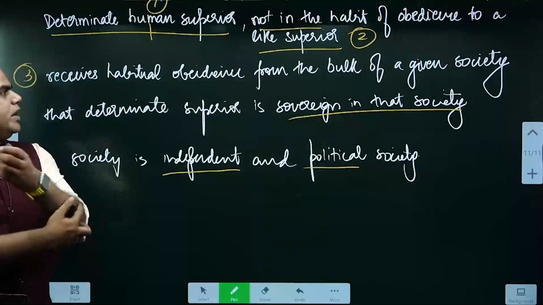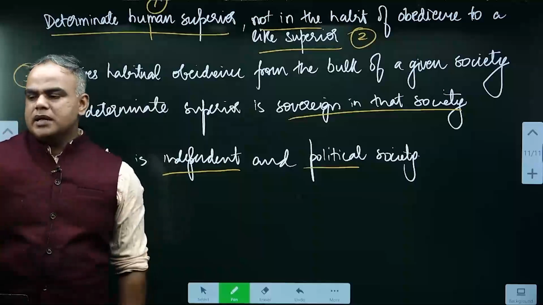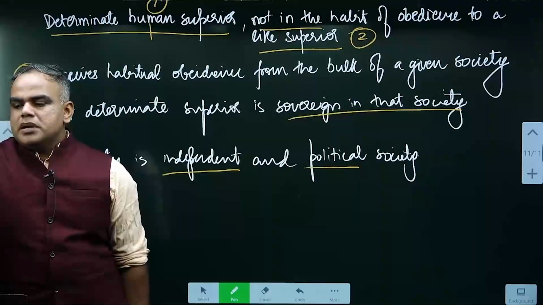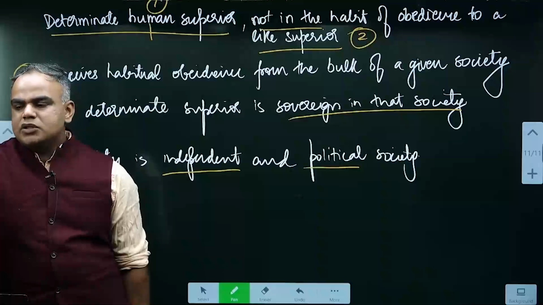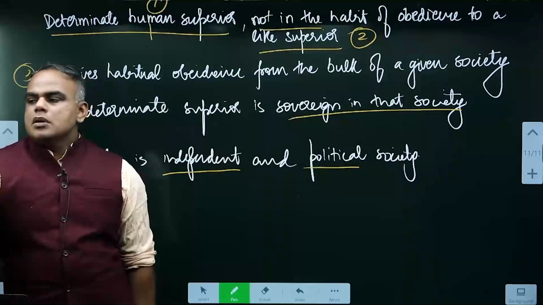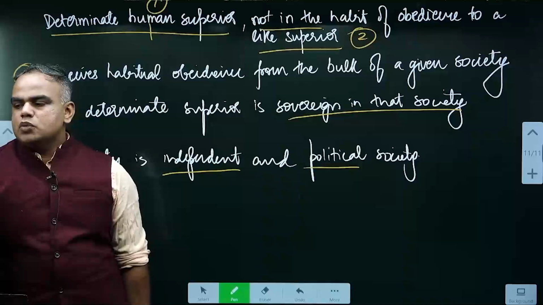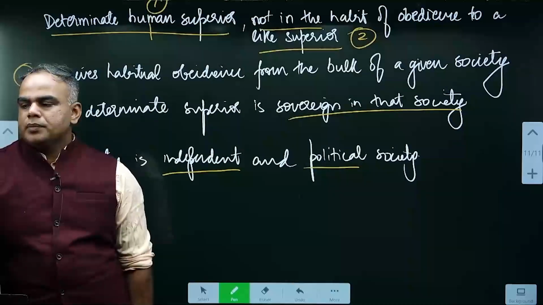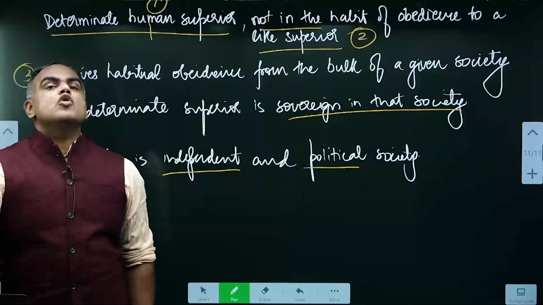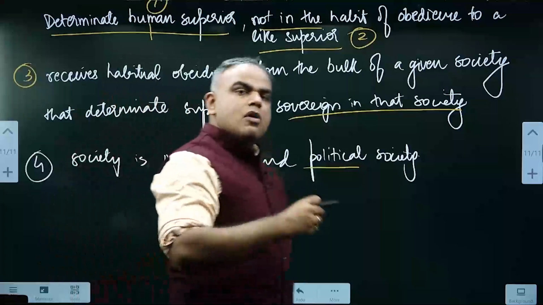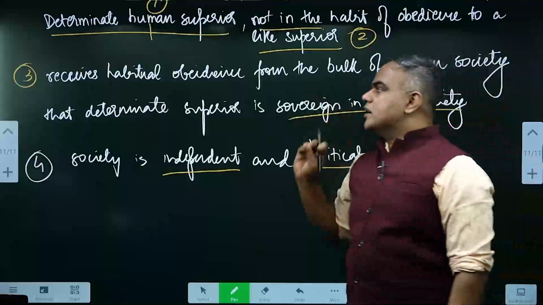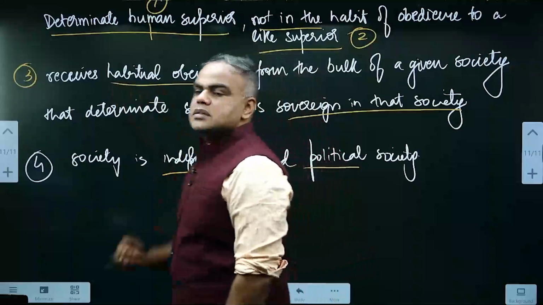Come to the third: receives habitual obedience from the bulk. Write here that sovereignty is based on habitual compliance and not occasional obedience. Not that whenever they want, on a special occasion, they obey. It is a habit that they are obeying. Habitual obedience.